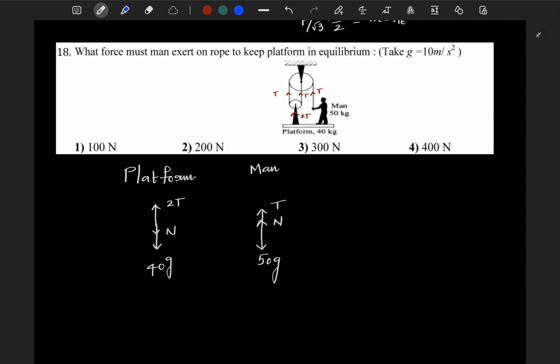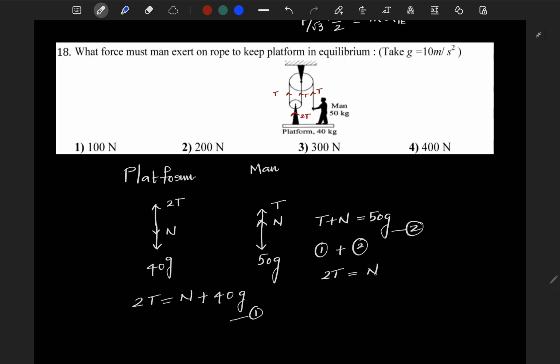So what force must the man exert on the rope? So the T is asked. So we can find out T by eliminating N. So let's see how we do this. Here in equilibrium we can write 2T is equal to N plus 40g, and here we can write for the man, T plus N is equal to 50g. Okay, let's say this is expression 1 and this is expression 2. I think if we simply add these two, we'll get the answer. So we'll add these two expressions, 1 and 2. So the first expression is 2T is equal to N plus 40g, and the other is T plus N is equal to 50g.